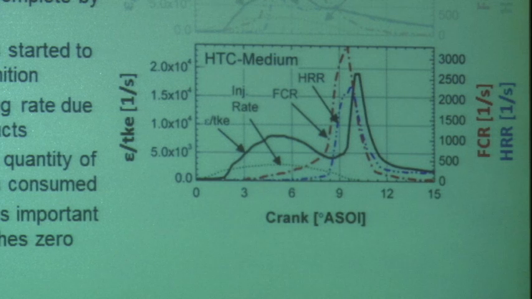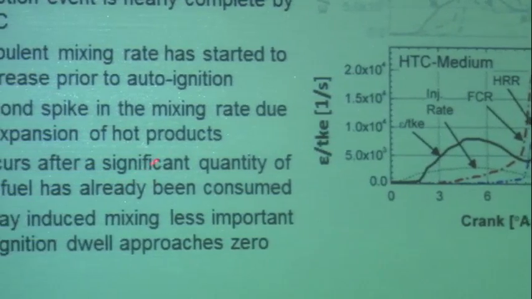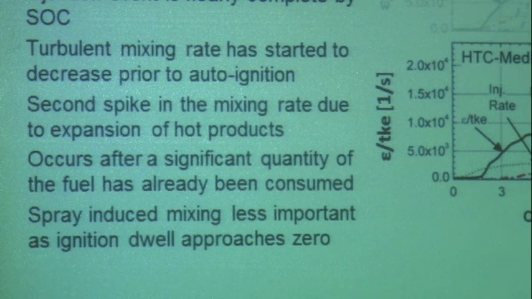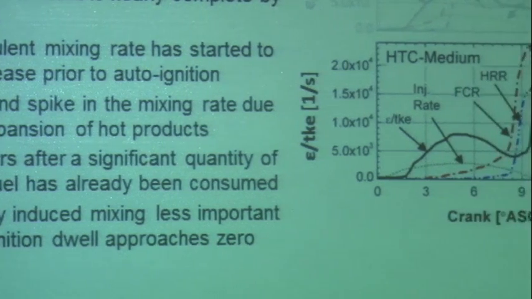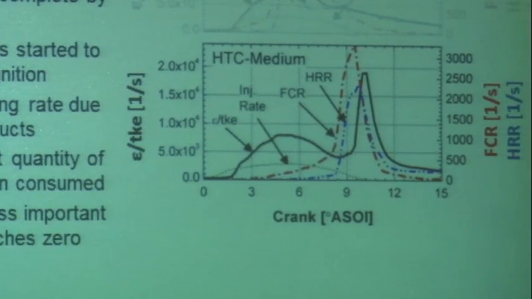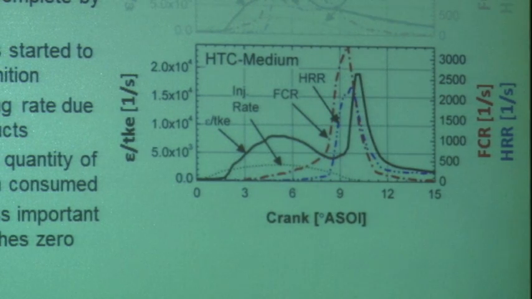So if we just look at what is said here, turbulent mixing rate starts to decrease prior to the auto-ignition, and the second spike in mixing, it's this black line here, is again combustion-generated turbulence, all right? The turbulence time scale is decreasing because the injection's ending, but here you get the big bang. The fuel that has been injected starts to burn in a very steep burn. That generates turbulence, which gives you that second spike of mixing.